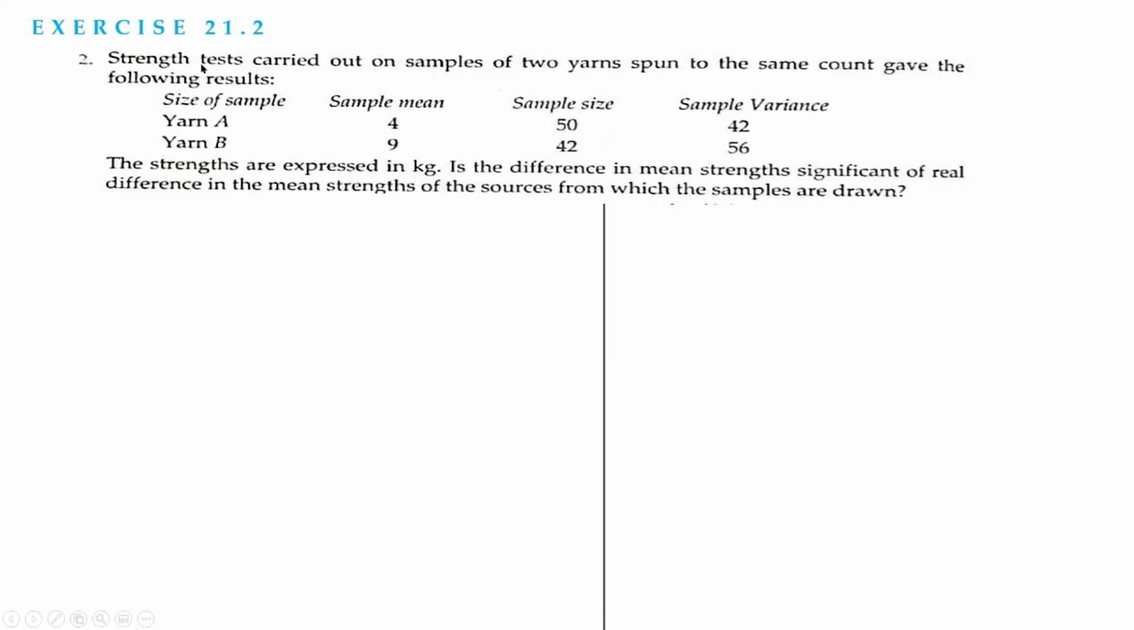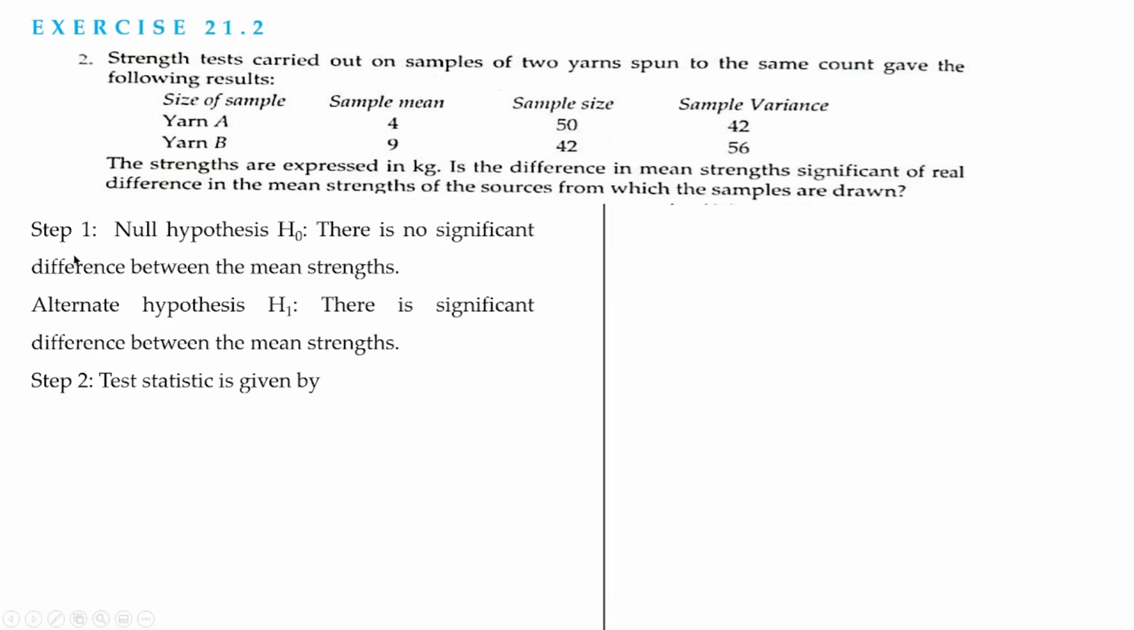So here everything is given directly, and it is asked, is the difference in mean strength significant of a real difference in the mean strengths of the sources from which the samples are drawn. So here we have to check whether the population mean, the mean strengths of the sources, whether there is any significant difference between those sources.